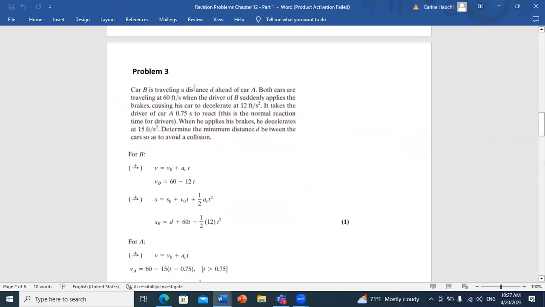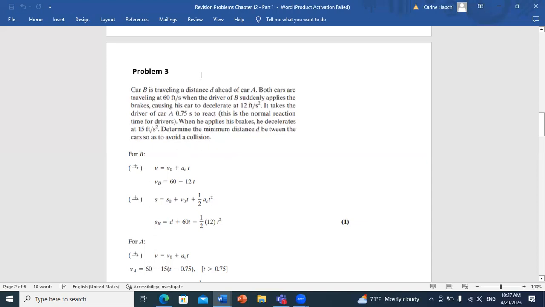Car B is traveling a distance d ahead of car A. Both cars are traveling at 60 feet per second when the driver of B suddenly applies the brakes, causing his car to decelerate at 12 feet per second squared. It takes the driver of car A 0.75 seconds to react. This is the normal reaction time for drivers. When he applies his brakes, he decelerates at 15 feet per second squared. Determine the minimum distance d between the cars to avoid the accident or collision.